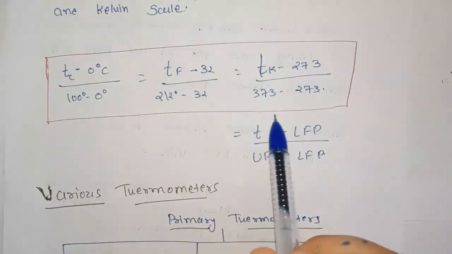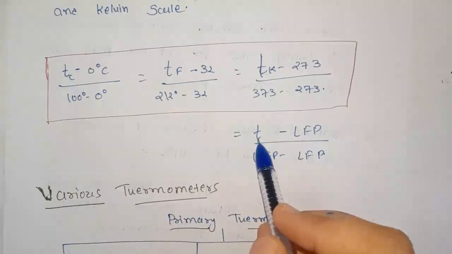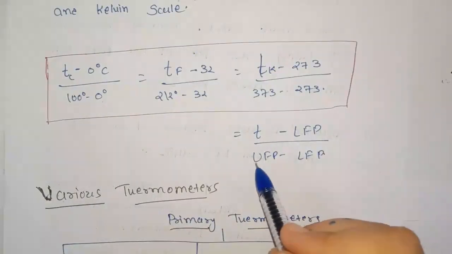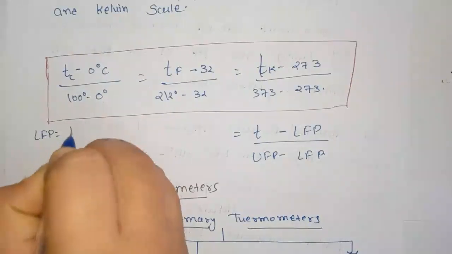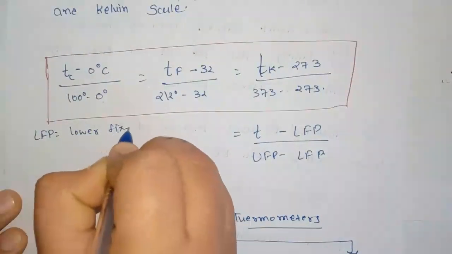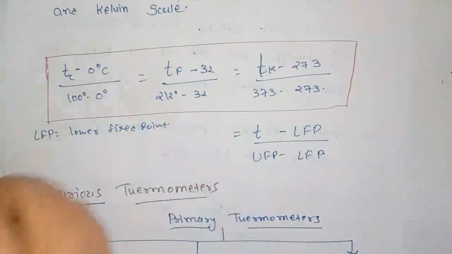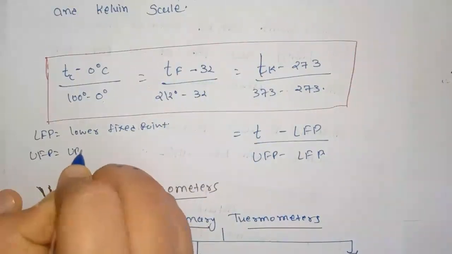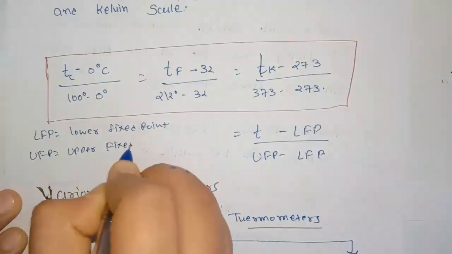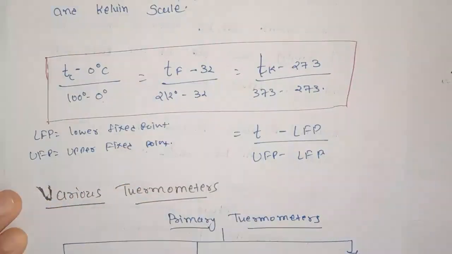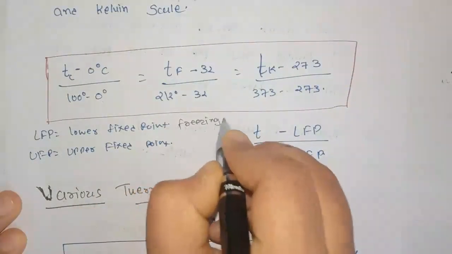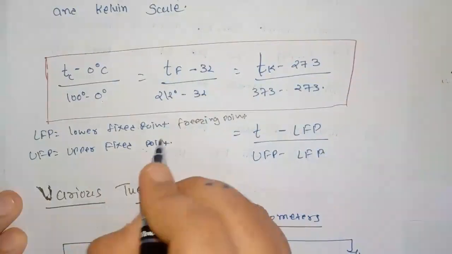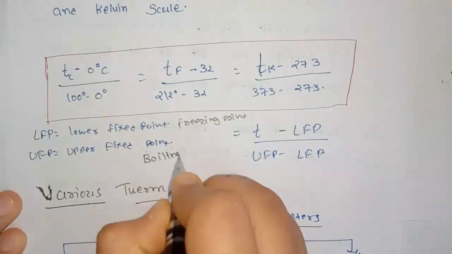In any other arbitrary scale, the temperature will be given as (T - LFP)/(UFP - LFP). Now, what is LFP and UFP? LFP is the lower fixed point and UFP is the upper fixed point. This LFP is the freezing point of water and this UFP is the boiling point of water.